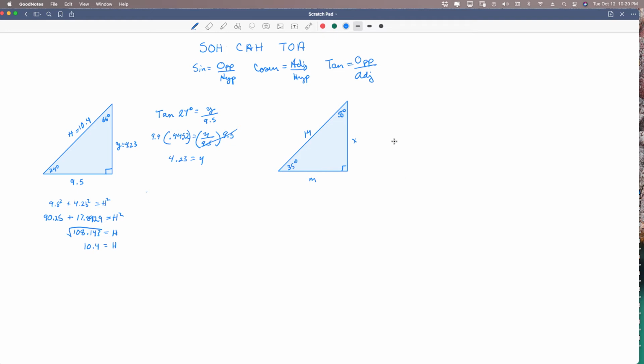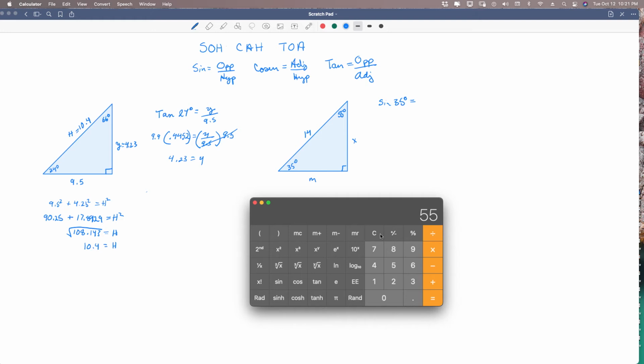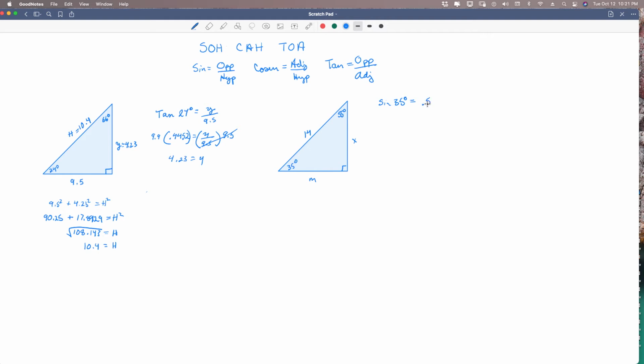All right, now we need to look at what we have and see how we can use it to solve. I have the hypotenuse, so I could use either sine or cosine. In order to find the opposite side, I need to use the sine of 35 to find x. So the sine of 35, that's 35 degrees. Let's pull up my calculator. 35 sine is 0.5736.